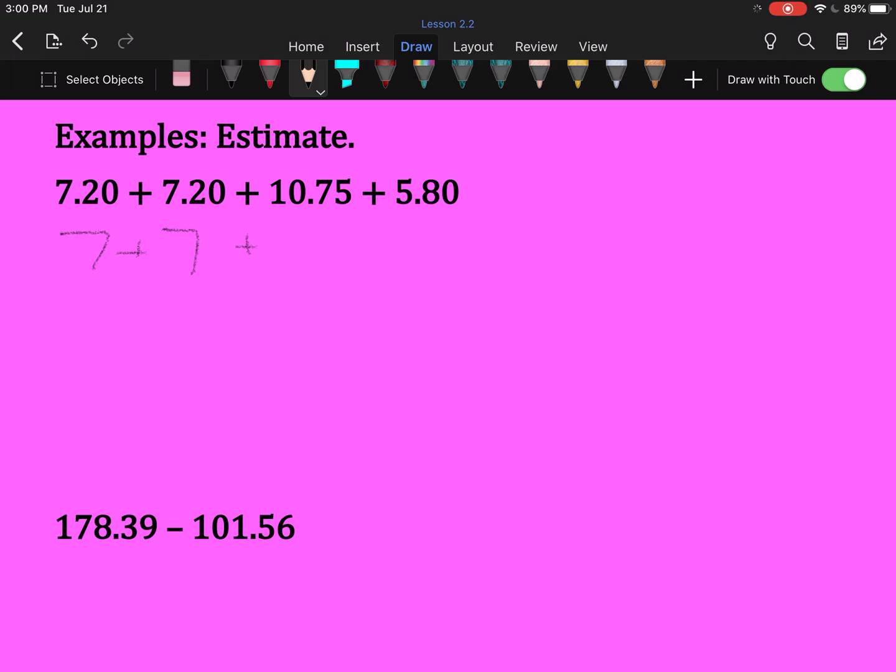10.75. 0.7. That 7 being larger than 5 tells me to take the 0 in the ones place and bump it up. So that's going to be 11. And 5.8. 8 being 5 or above says I kick the 5 up to a 6. Remember, 0 to 4, keep. 5 to 9 says go up 1.